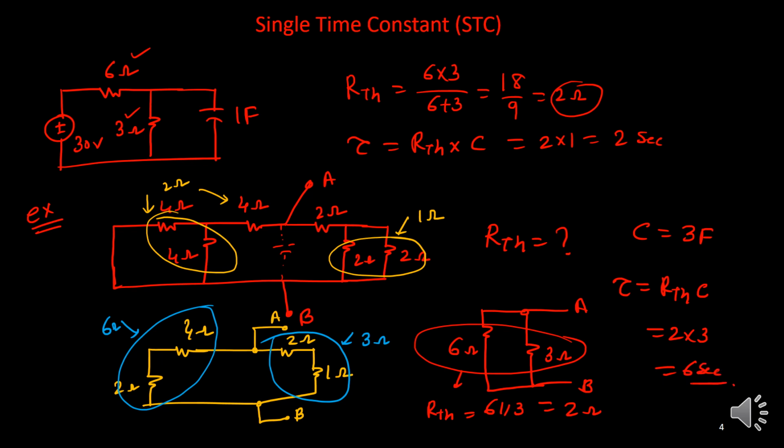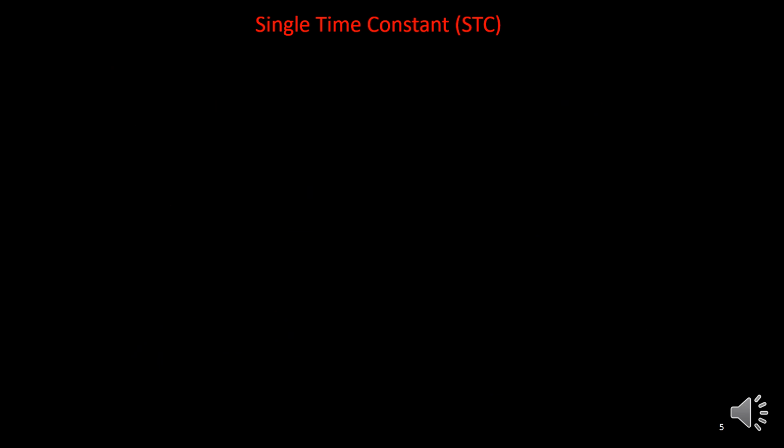Okay, so the capacitor could be anywhere. But if there is only one capacitor, the multiple number of resistances does not matter. You will get one equivalent resistance RTh, and that RTh you multiply with the capacitor, and you get the time constant. Okay, fine. Now if we have more than one capacitor, then how to consider these things? So next one is more than one capacitor.